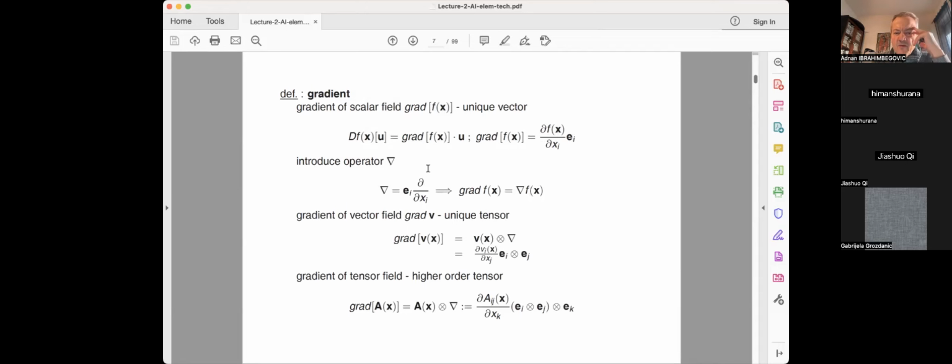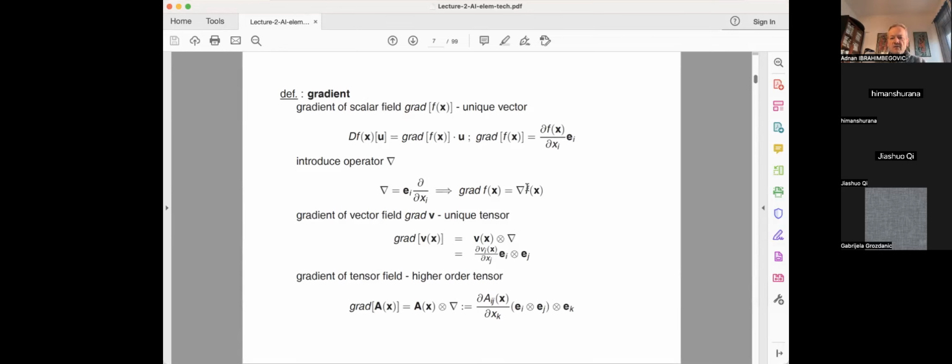The notation I often use is this nabla operator. The nabla operator takes a unit vector with associated partial derivatives. So for example, gradient f of x, I can simply write as nabla f. And that automatically reproduces this partial derivative and this ei into the same symbol.